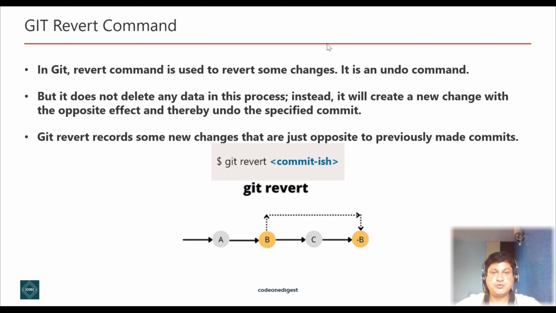The git revert command is used to revert some changes. It is like an undo command, but it does not delete any data in this process. Instead, it will create a new change with the opposite effect and therefore undo the specified commit.